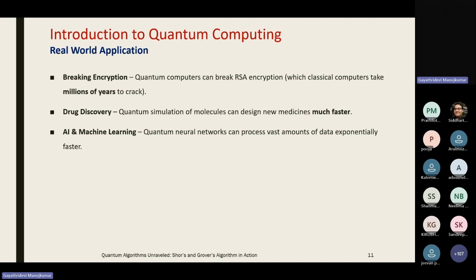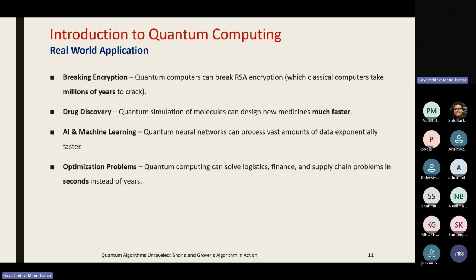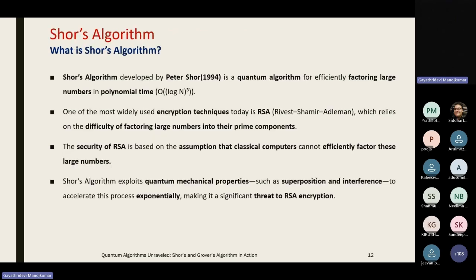And by combining quantum computing with AI and machine learning, we can process vast amounts of data, so that is also feasible, and we can also optimize some problems which could not be solved by classical computers over the years.